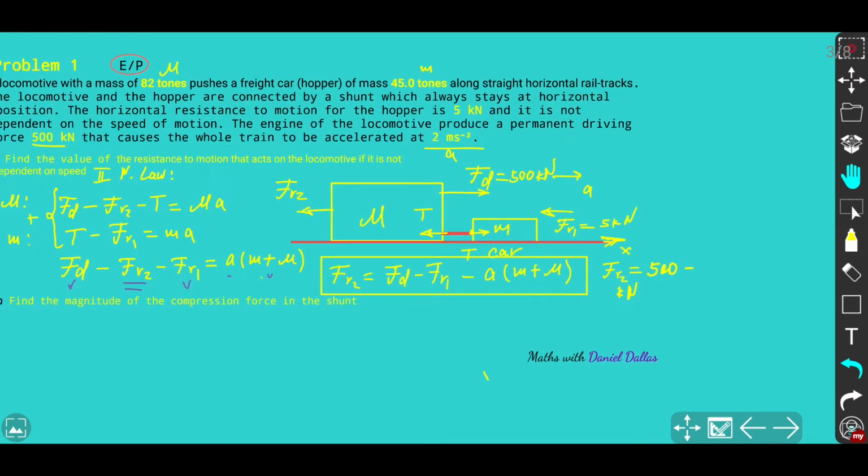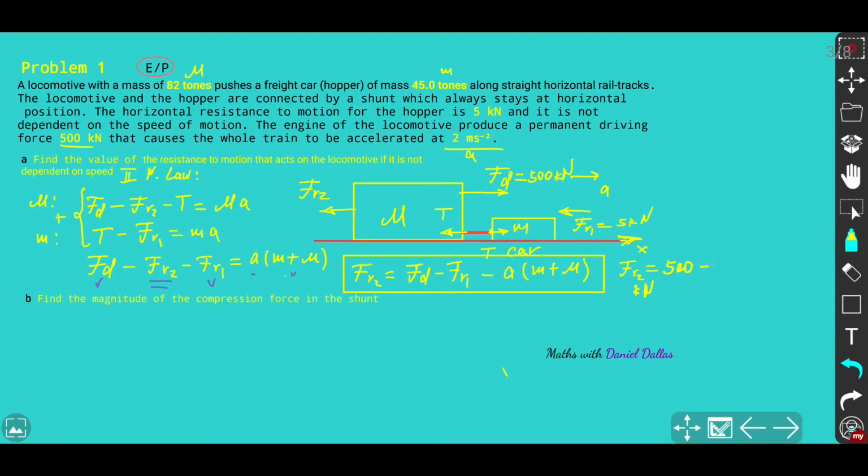Just take away 5 from here, and I also need to take away the acceleration, which is 2 meters per second squared, multiplied by the total mass. The total mass is going to be 127. So finally FR2 in kilonewtons, I'll get 495 minus 2 times 127. Because I have tons, this part is going to be in kilonewtons, since a ton is simply 10 to the power 3 kg. So I'm okay with that.